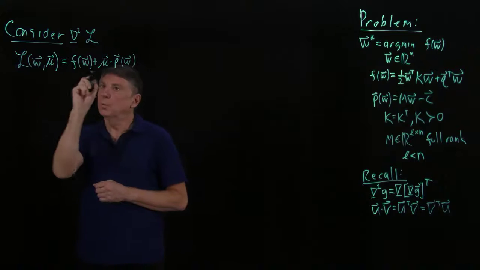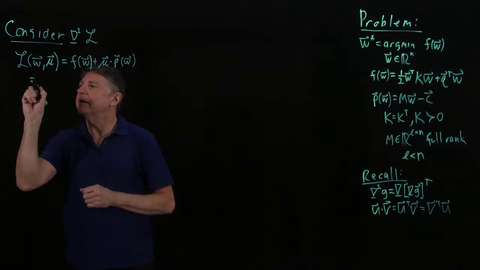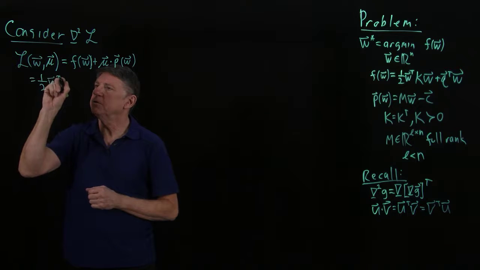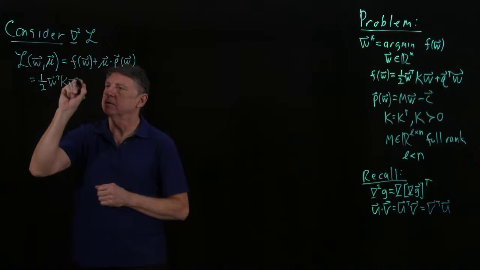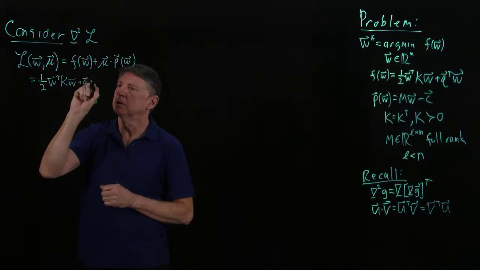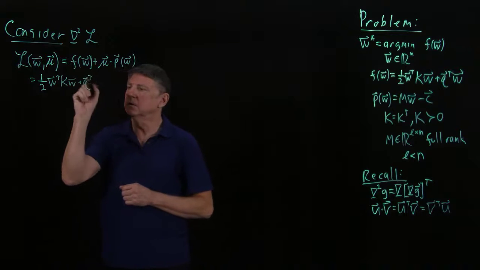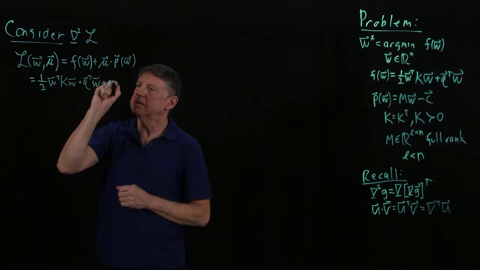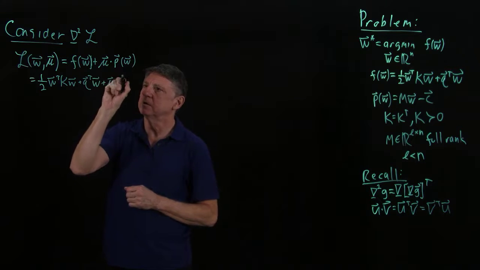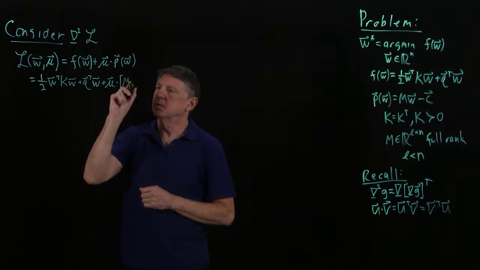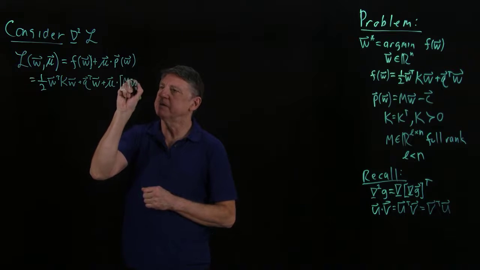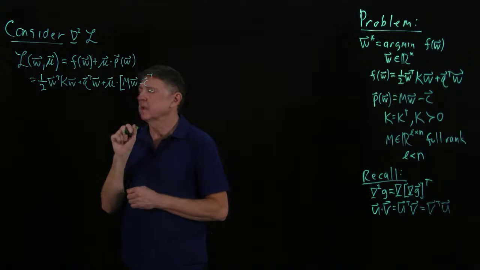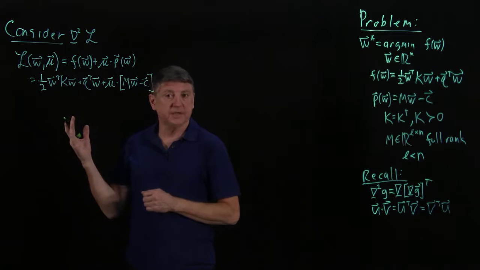When we expand that in our case, that is 1/2 W transpose K W plus a linear component to the objective, plus our multipliers times the constraint, which is a constraint matrix times the argument minus a constraint vector. And we begin by differentiating this.